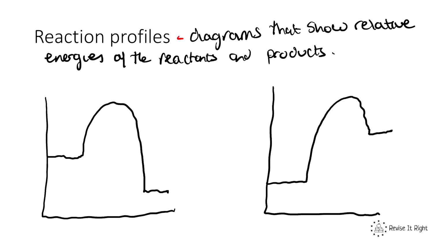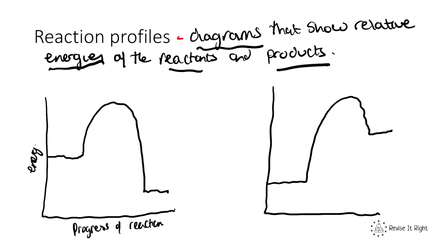So reaction profiles are diagrams that show the relative energies of the reactants and the products. Below here I have drawn two different reaction profiles, and we need to be able to label them. So label each part and tell me which reaction profile represents exothermic and which represents endothermic. I'm going to start off with this one here towards our left. The bottom, the x-axis, represents the progress of the reaction, and along the y-axis it represents energy.